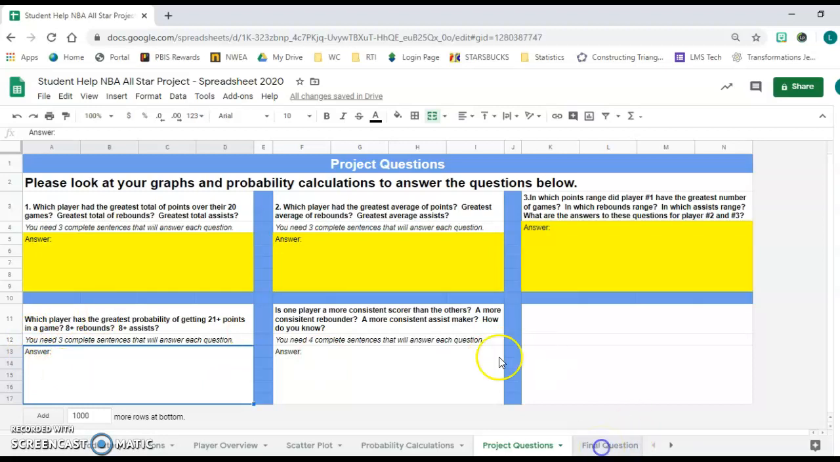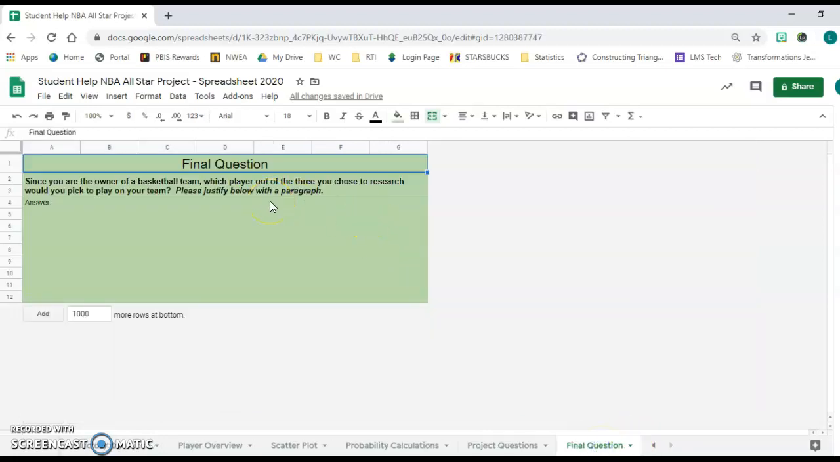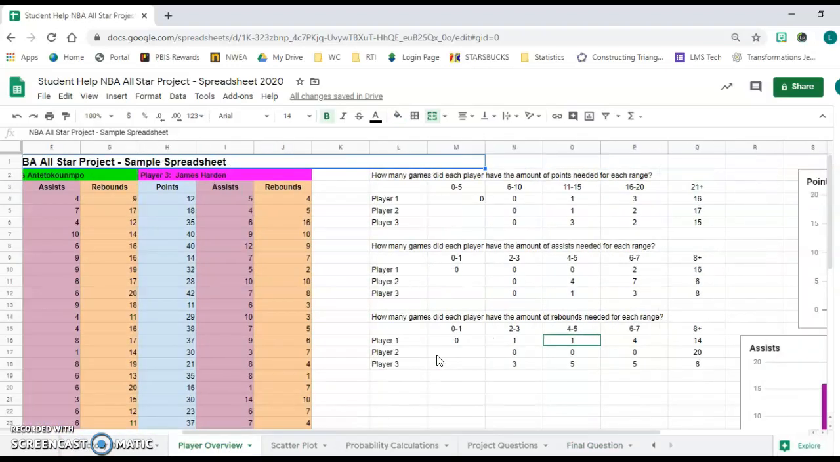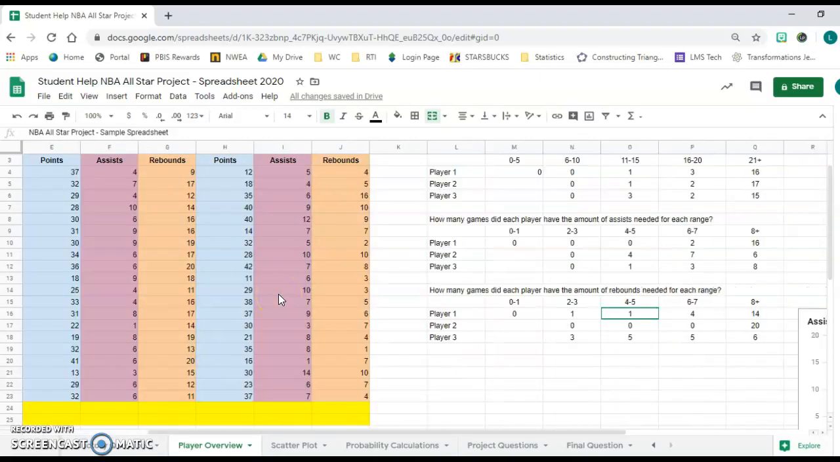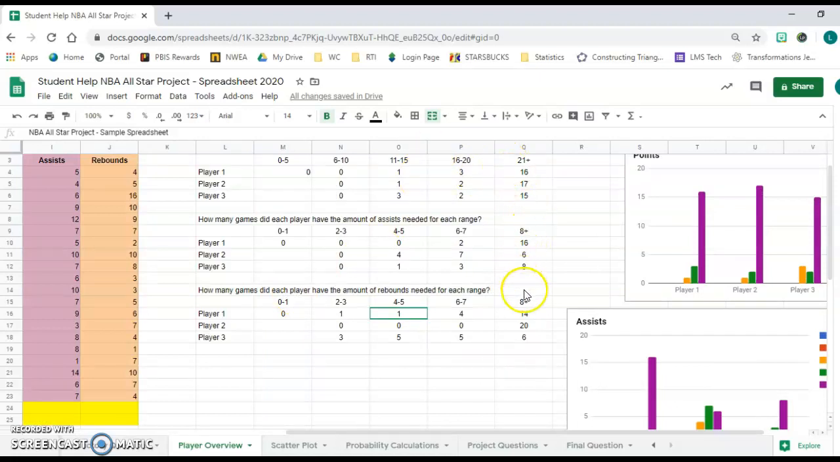And then I want you to go to final question. And on your final question, you are going to answer in a paragraph, so that means at least 5 sentences, who the player is that you want to pick. So we want to go back and look at all of our data to see what is the best player. So I want to know who was my top scorer? Who had the most assists? Who had the most rebounds? Maybe look in this column to see which player had the highest numbers here, because that means that more games they had more than 21 points or more than 8 assists or rebounds. So you want to look at those.